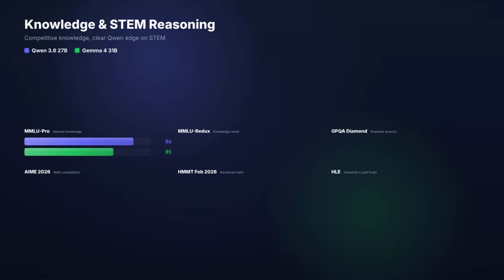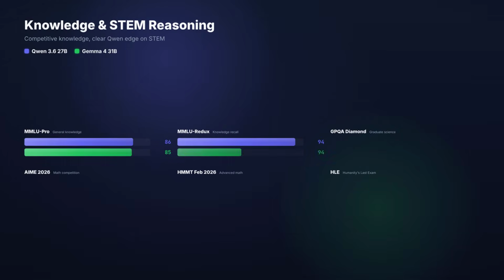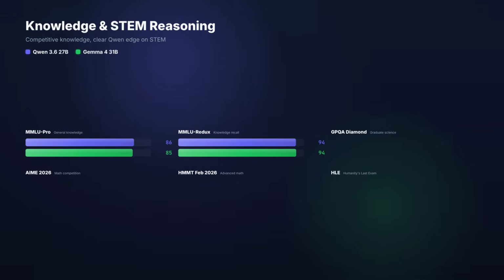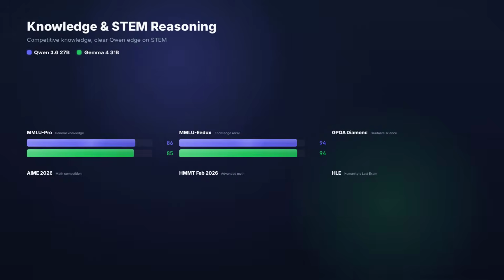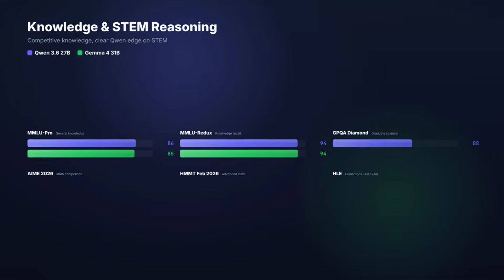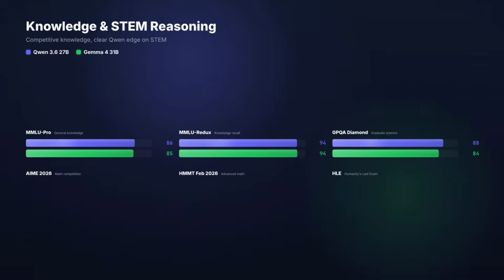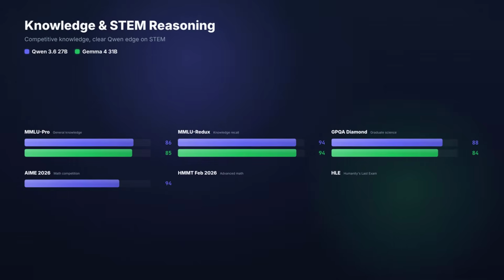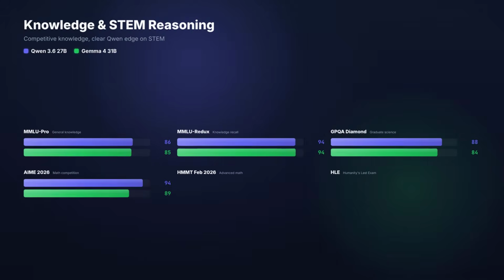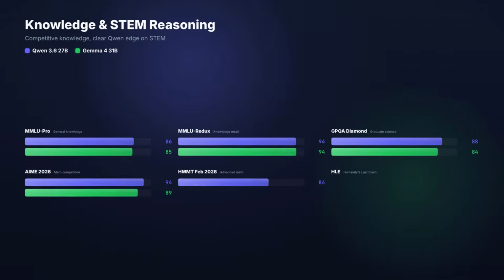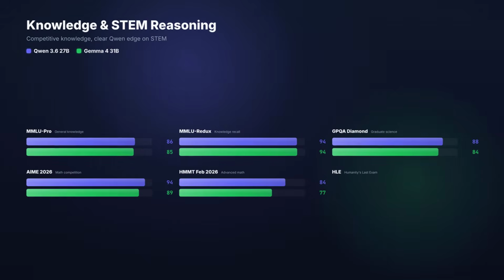On knowledge, they're genuinely competitive. MMLU-Pro shows Qwen at 86.2 to Gemma's 85.2. MMLU Redux is a virtual tie at 93.5 versus 93.7. Gemma's only lead in the entire comparison, by 0.2 of a point. On C-Eval for Chinese language knowledge, Qwen pulls ahead at 91.4 to 82.6.